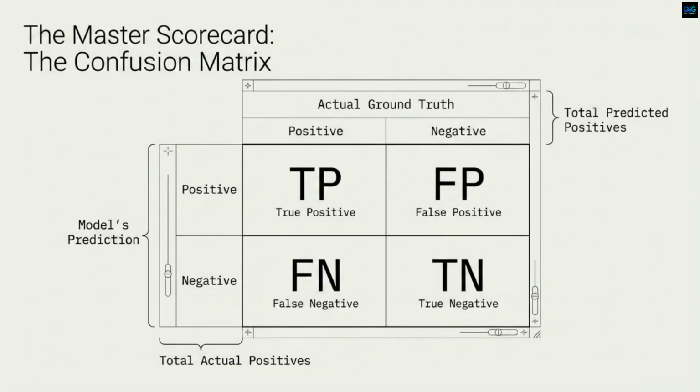The confusion matrix organizes these 4 outcomes into a single framework. It is essentially the report card for your model. It doesn't calculate performance itself, but it provides the raw counts needed to derive metrics like precision, recall, and accuracy.